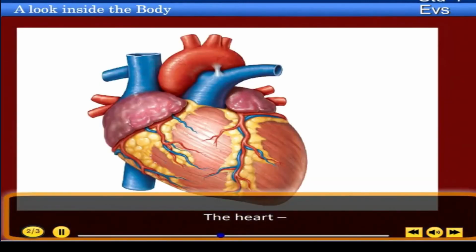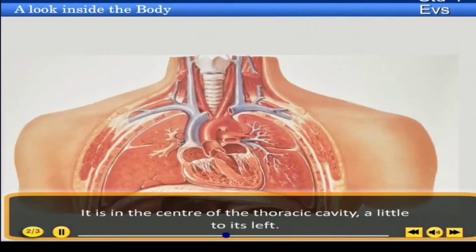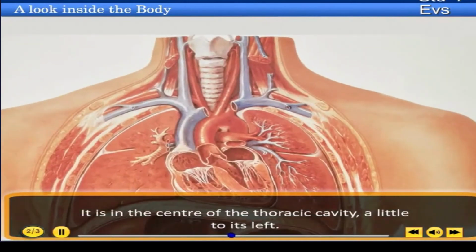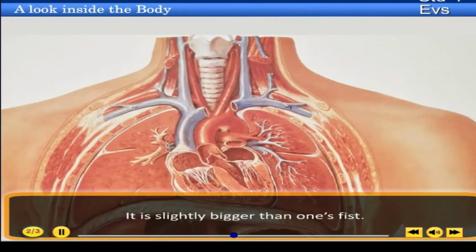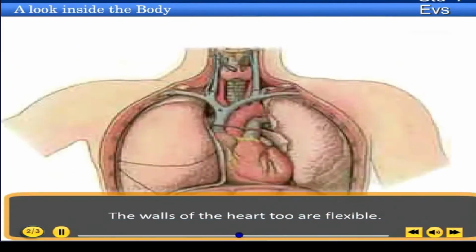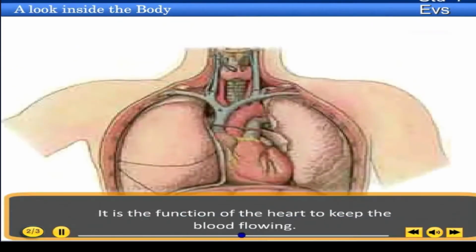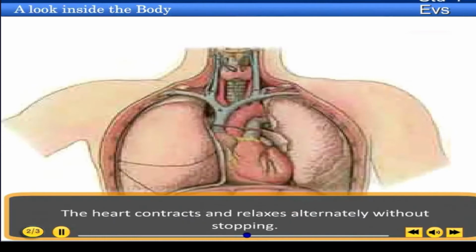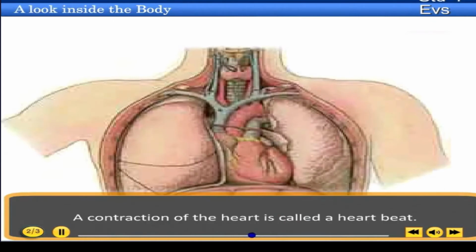The heart. The heart is an important internal organ. It is in the center of the thoracic cavity, a little to its left. It is slightly bigger than one's fist. The walls of the heart too are flexible. It is the function of the heart to keep the blood flowing. The heart contracts and relaxes alternately without stopping. A contraction of the heart is called a heartbeat.